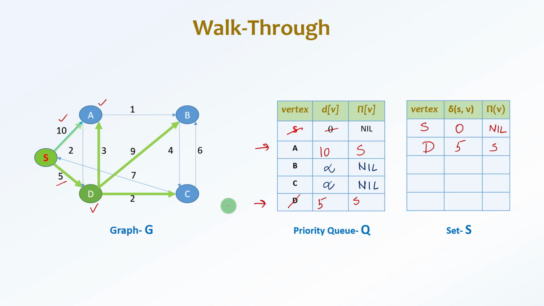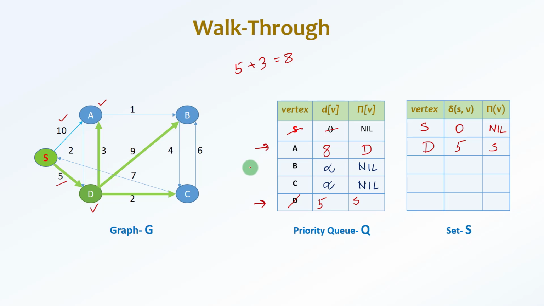Now we are going to explore the vertex D. The neighborhood vertices of vertex D are A, B and C. Now if we consider the distance of A from D is 3, so the total distance will be 5 plus 3, that is 8, and the currently stored distance of A is 10, and since 8 is less than 10, we are going to update the distance to 8 and also update the parent vertex to D.